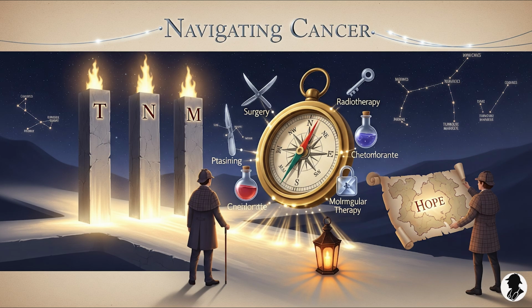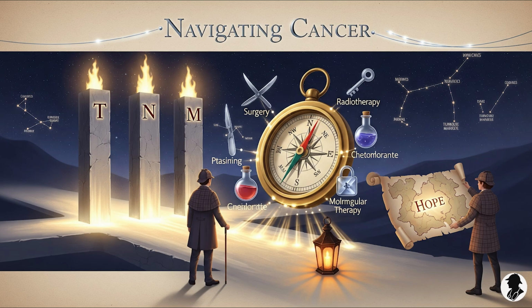Perfect. So we figured out the tumor's identity with GST. Now let's talk about fighting back. The treatment. You mentioned 5 main pillars. That's right. A good way to remember them is the acronym SRCHM. SRCHM. Okay, what does that stand for? Surgery, radiotherapy, chemotherapy, hormonal therapy, and molecular treatment.